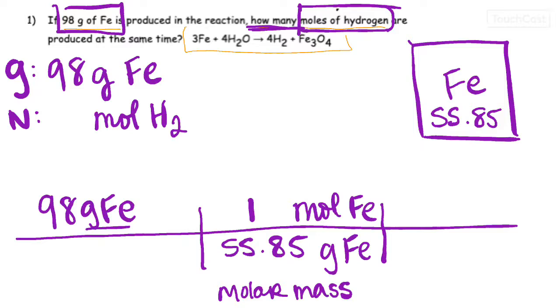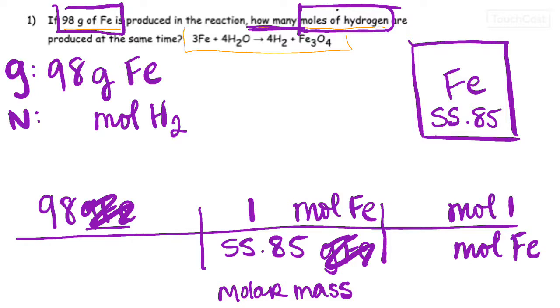I've now canceled out grams of Fe, and now need to convert moles of Fe into moles of hydrogen. And I'm going to use my balanced chemical equation for this. So the coefficient in front of Fe is 3. So I have 3 moles of Fe. The coefficient in front of H2 is 4. So I have 4 moles of H2.